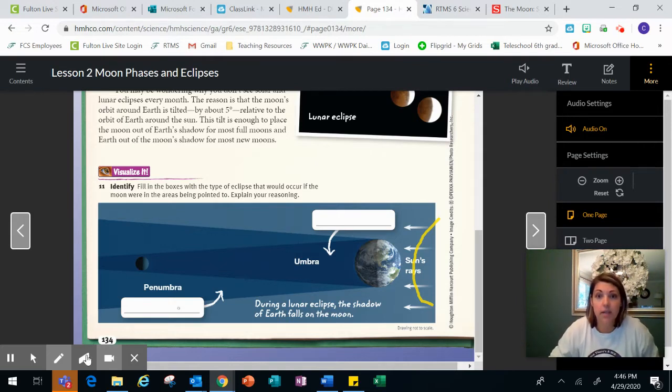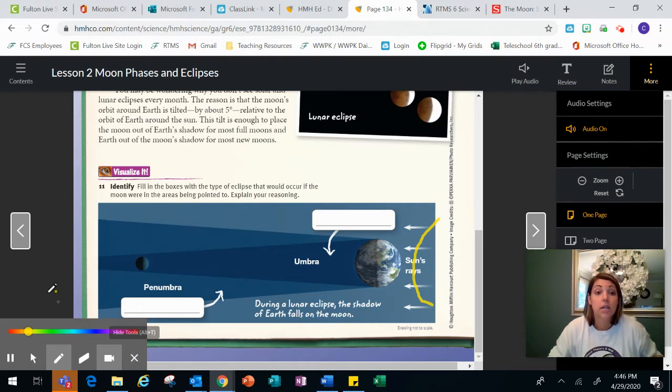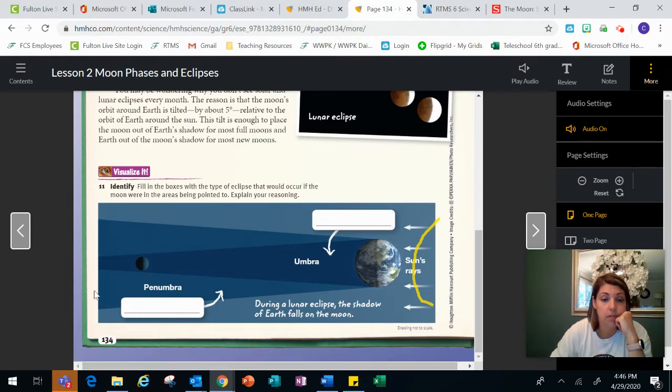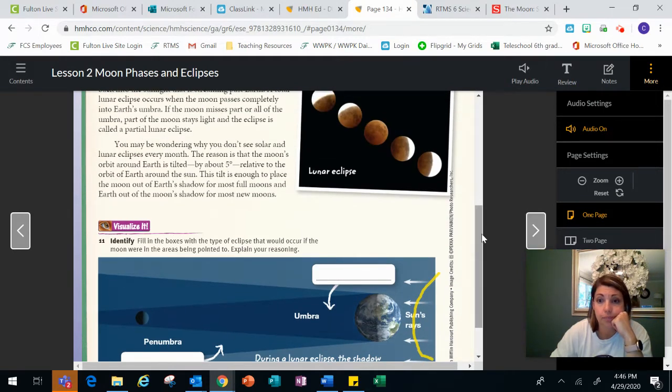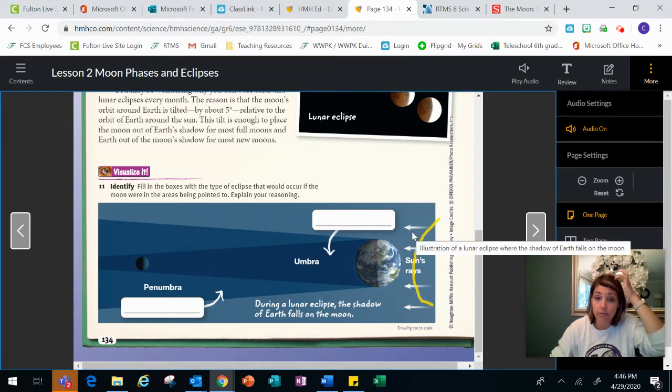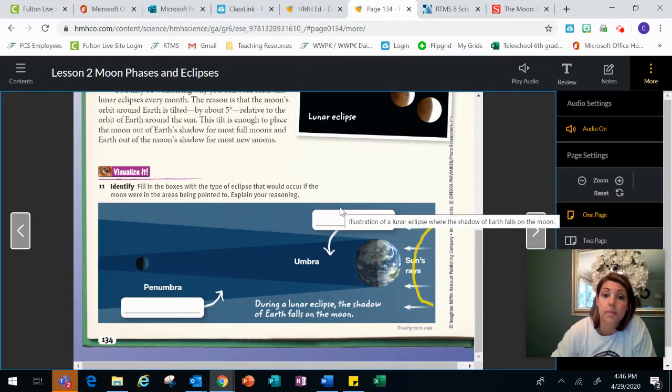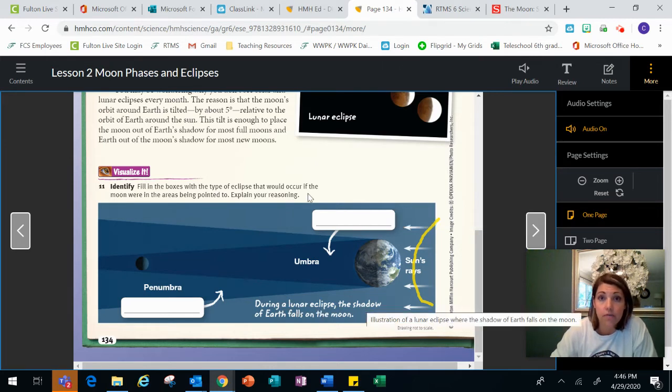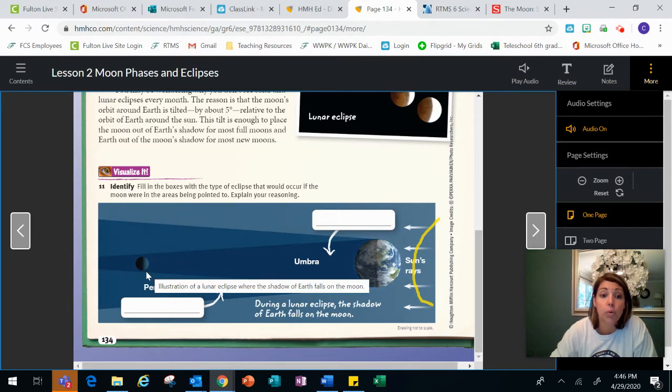But here's what happens. I want you to know the parts here. And these terms are on your Quizlet. So let me put the mouse back on, move this away. If we are looking here at number 11 on page 134, it shows you the parts of an eclipse. And it says during a lunar eclipse, the shadow of Earth falls on the moon. So you've got sun, Earth, moon.